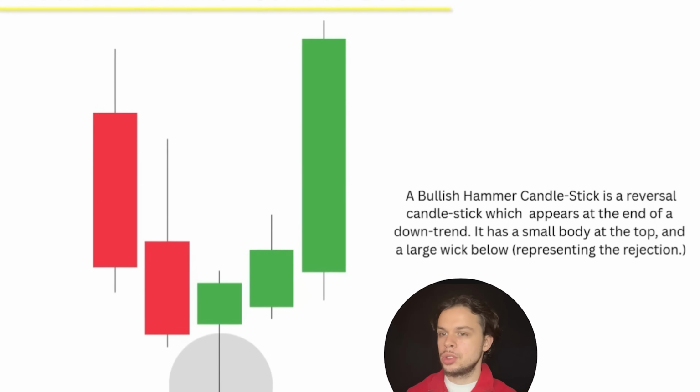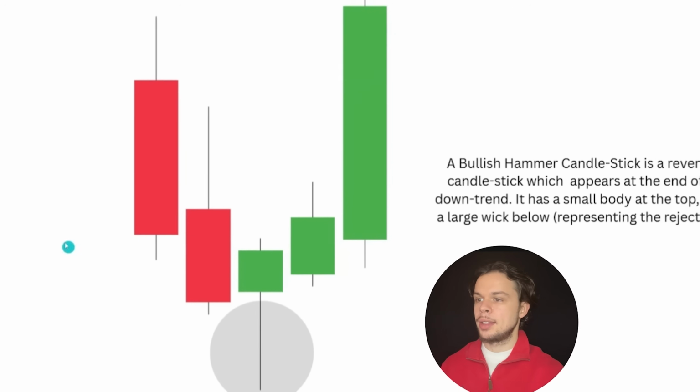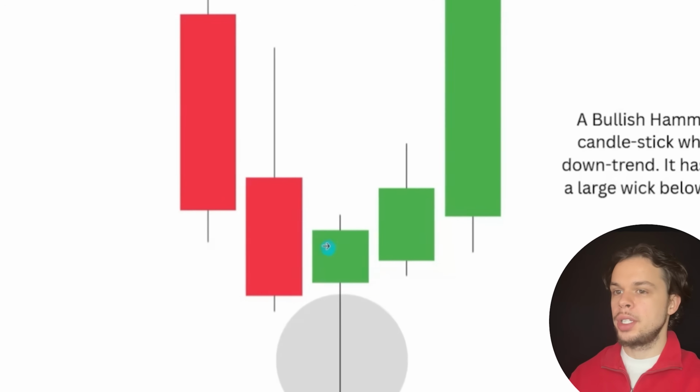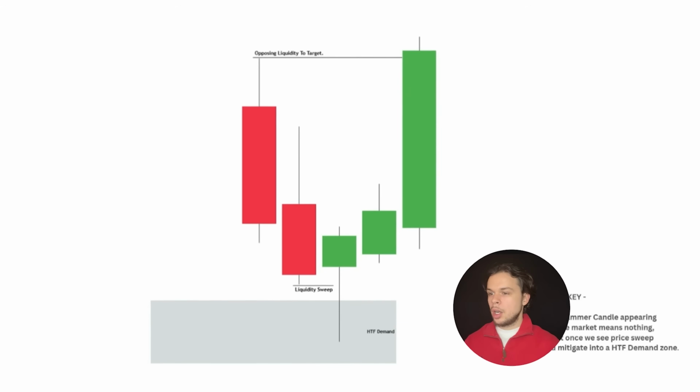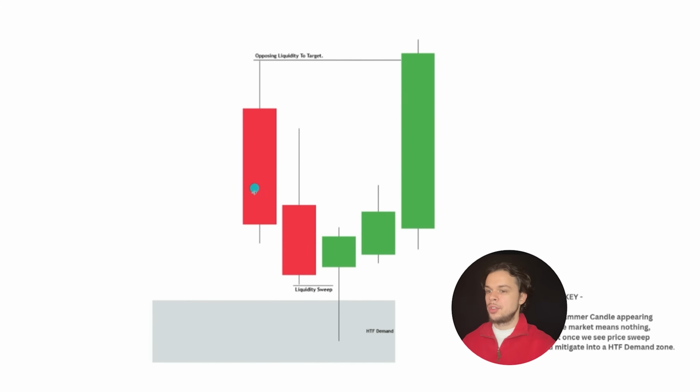So the first candlestick formation we are looking at is a bullish hammer candlestick. A bullish hammer candlestick is a reversal candlestick which appears at the end of a downtrend. It has a small body at the top and a large wick below representing the rejection. But one key note is a random bullish hammer candle appearing in the middle of the market means nothing. It is only relevant once we sweep a level of liquidity and mitigate it into a higher time frame level of demand. And then we will see that strong rejection to that zone confirming a trade entry.